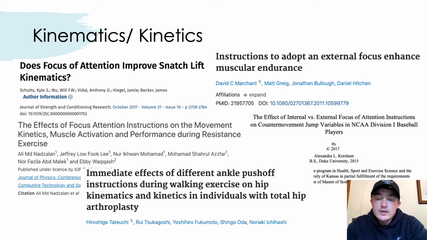Further, to expand the use of external focus instructions, this is supported with the enhancement in kinematics of the snatch lift, with external focus instructions during the barbell cervical pelvic angle, and further enhancing the barbell's path of least resistance and reinforcing this idea of movement efficiency. This study by Schutz et al. 2017 is easily repeatable, however only uses a small sample size of 12 competitive athletes.